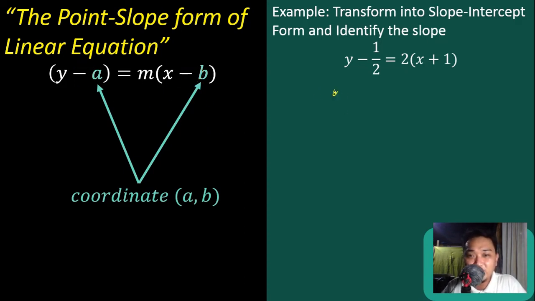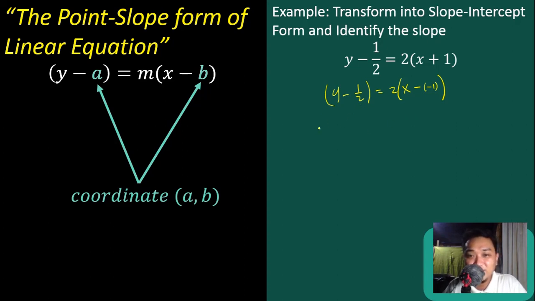So ang mangyayari niyan, y minus 1/2 is equivalent to 2 times x minus, lalagay pa tayo ng maliit na parenthesis or grouping symbol, negative 1. Ayan. Bakit ganyan? Kasi negative times negative, positive naman. So, ang ginawa ko lang naman, simple lang po, ginaya ko lang to para alam natin kung ano talaga yung value ni HK.